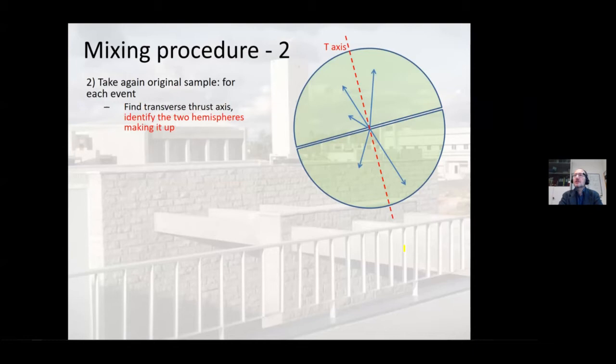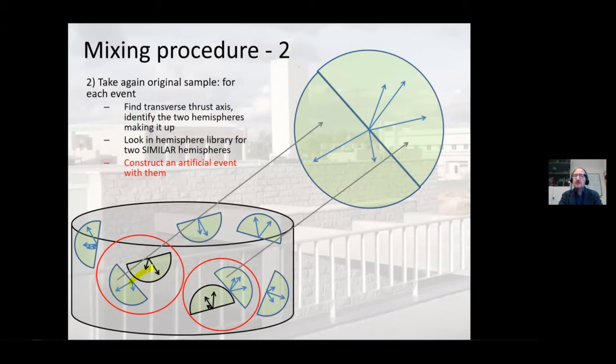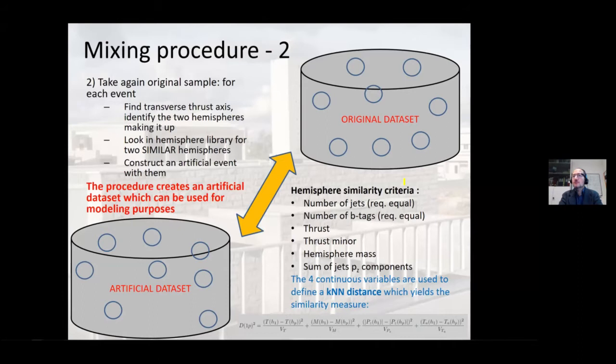Because for any event that you want to model in the real data, it can be the same data set, you can again find the thrust axis, find the hemispheres, and then look in this library and identify two elements that are similar in topology of the jets to the ones of the events that you want to model. And therefore, here you are doing this with a k-nearest neighbor, because you have to have similarity in this abstract space, and then you can use the half events in the library to construct an artificial event that models your original event. So you do this by similarity in this space with a nearest neighbor distance.